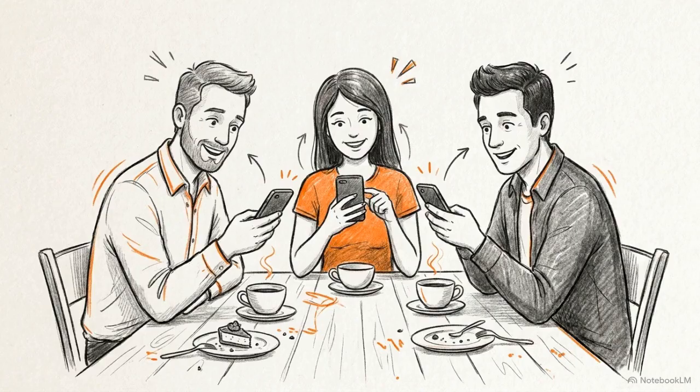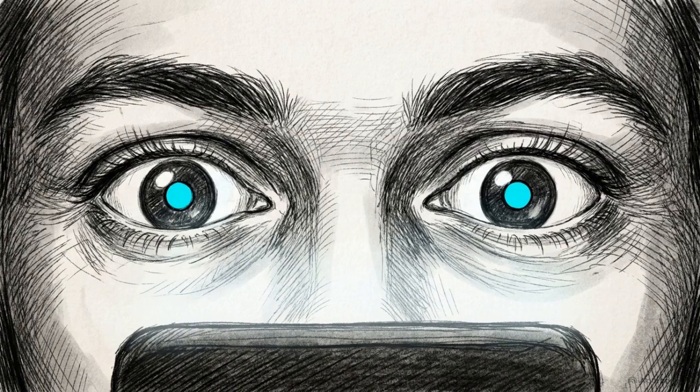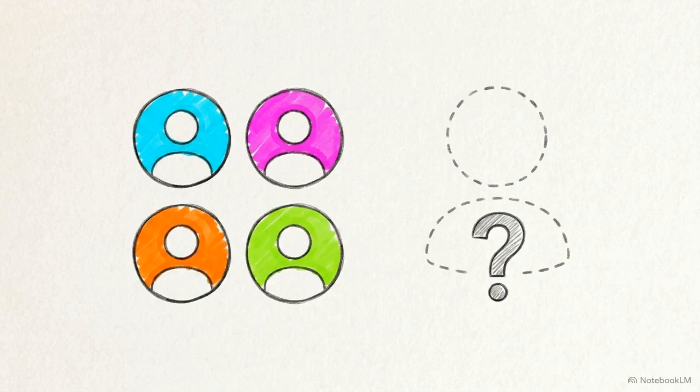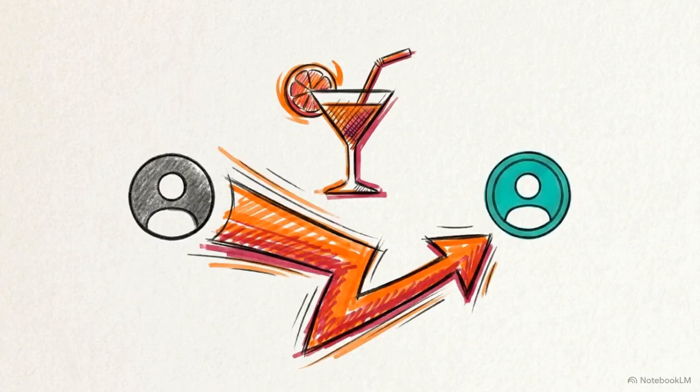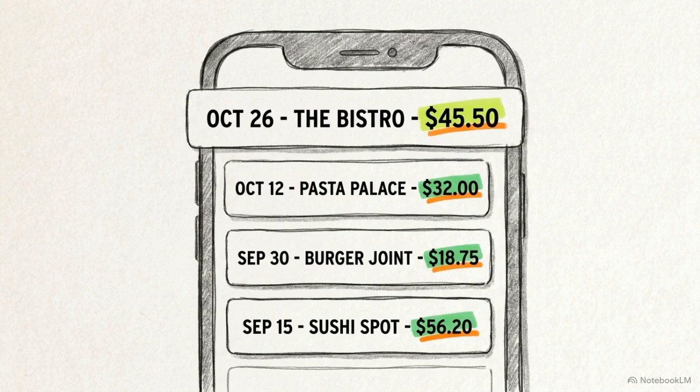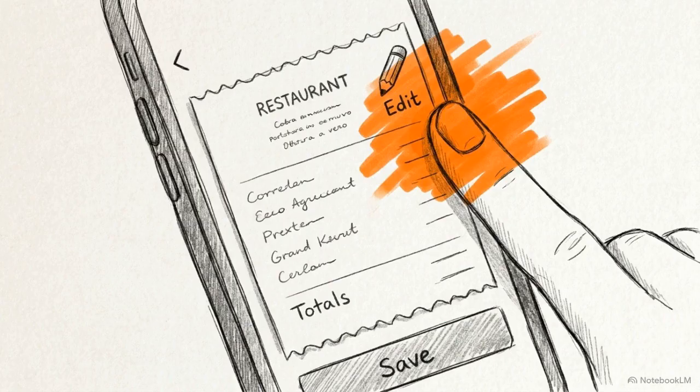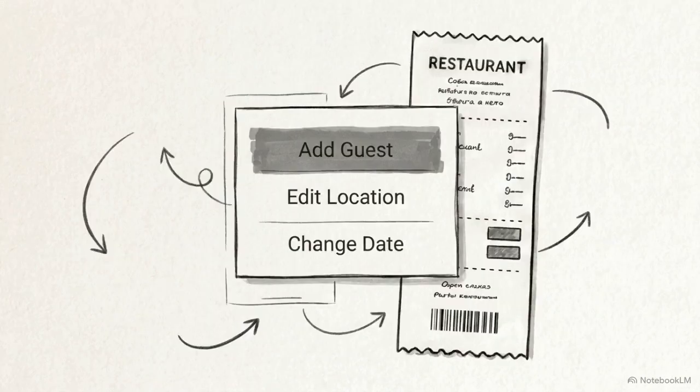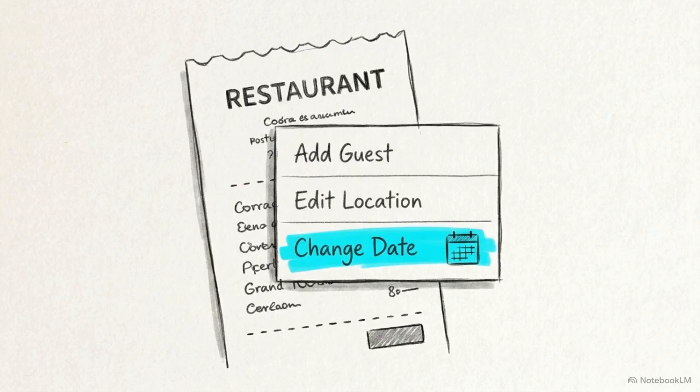Sometimes you hit save and immediately realize you made a mistake. You forgot to add a +1 to the guest list, or you assigned the wrong drink to the wrong person. To fix this, navigate to the History tab. Every split you process is saved locally to your device. Open your most recent receipt and tap the Edit function. You can add the missing person, adjust the location, or fix an incorrect date right from this menu.